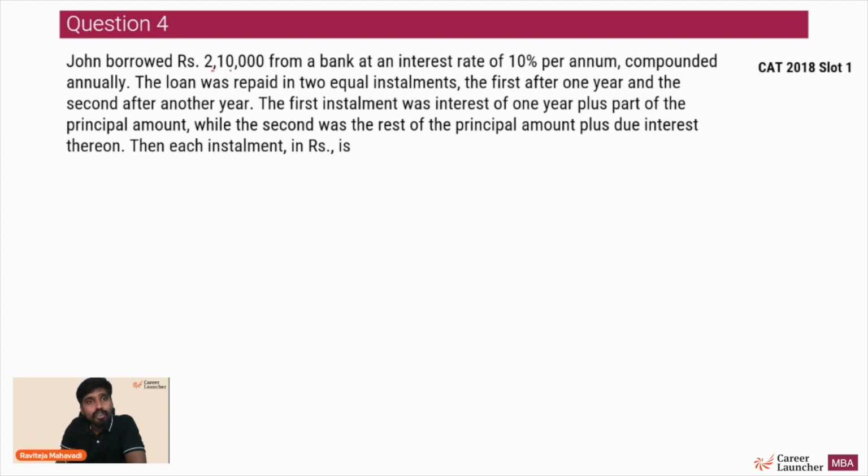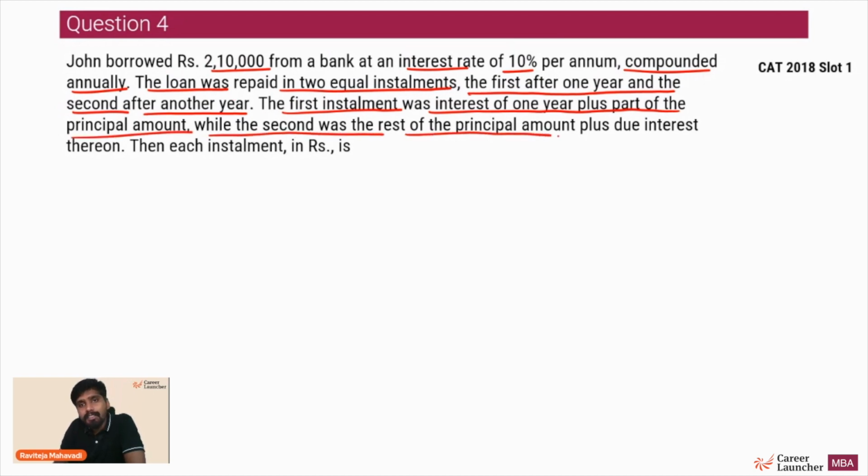So John borrowed 2,10,000 from a bank at a rate of interest of 10% per annum, compounded annually. The loan was repaid in 2 equal installments, the first one after the first year and the second one after the second year. The first installment was interest plus 1 year part of the principal amount, while the second installment was the rest of the principal amount plus due interest thereon. Then each installment is how much?